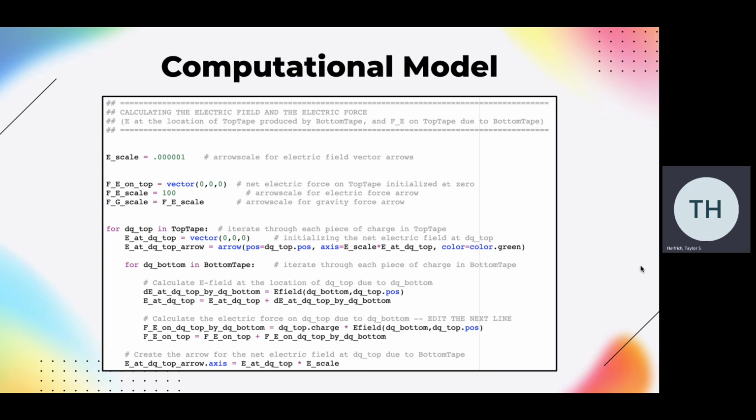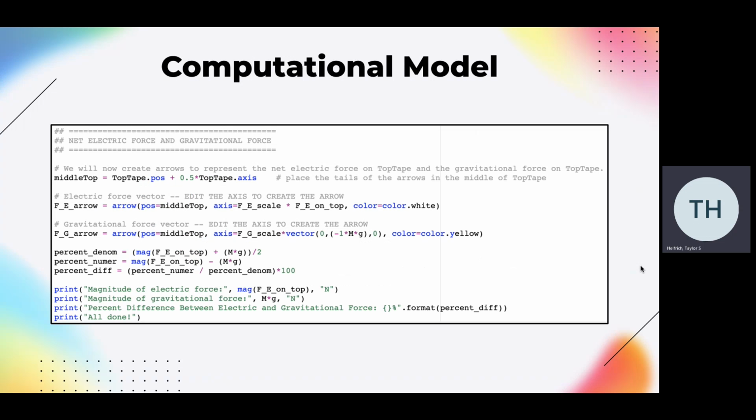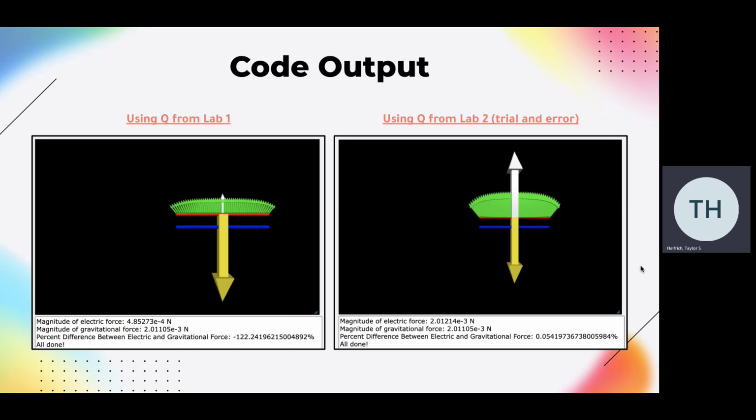Next we calculated the electric field and electric force as seen in the following way. And lastly, we calculated the net electric force and the gravitational force. We also found the percent difference between the magnitude of the electric and gravitational forces. This is the code output that we got. When I used the charge from lab 1, I found quite a large difference in terms of the electric and gravitational force magnitudes. And using a new Q with trial and error in lab 2, I found the percent difference to be a lot smaller.